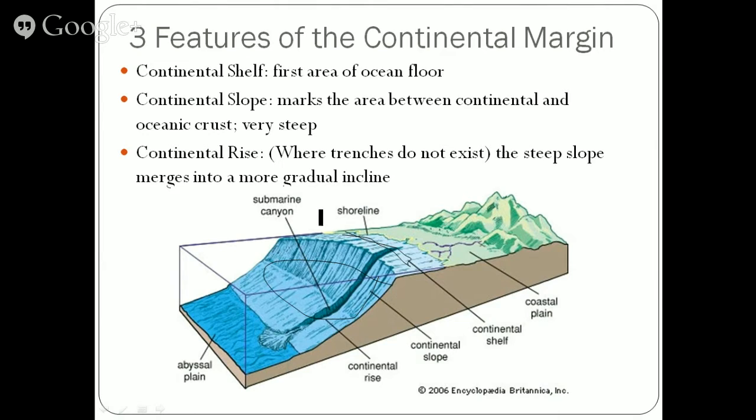So your slope is, just like it says, a slope, an incline, marking that area between the boundaries of the crust. It's usually pretty steep. And after that, you reach the continental rise right here, where the steepness gentles out. So it's more of a gradual incline back to oceanic crust.